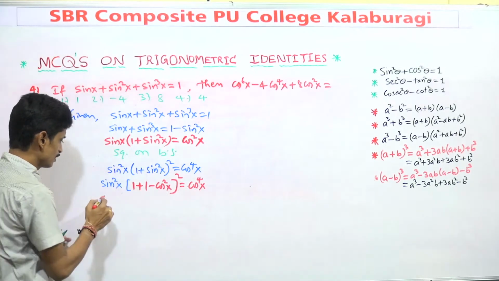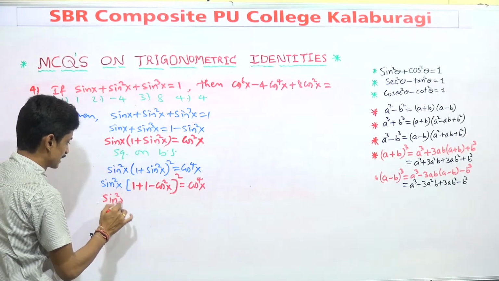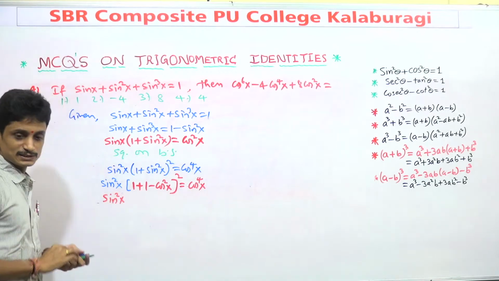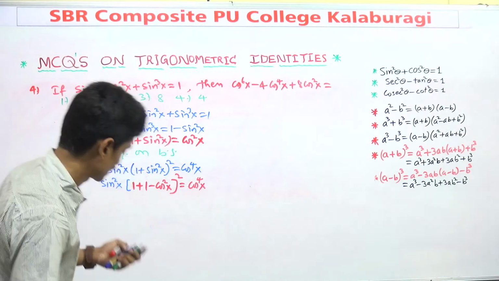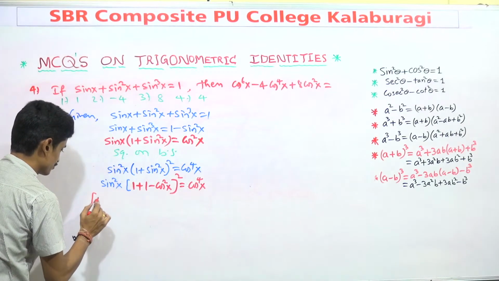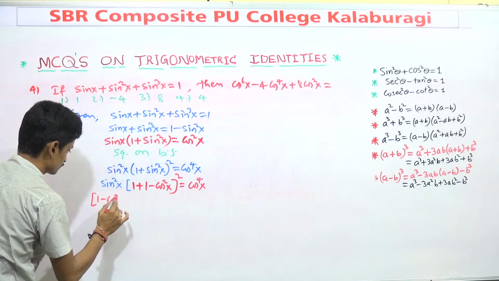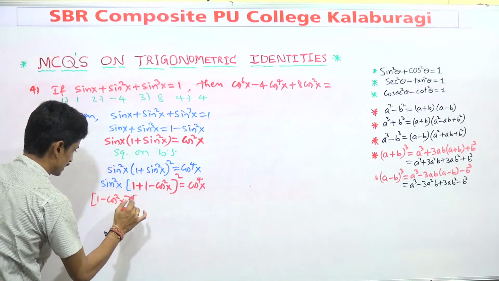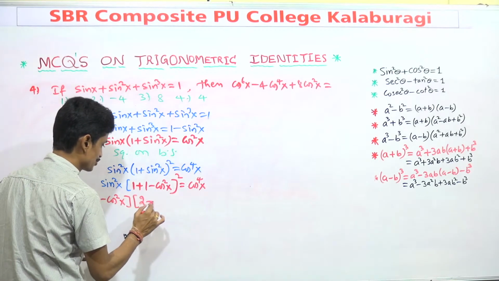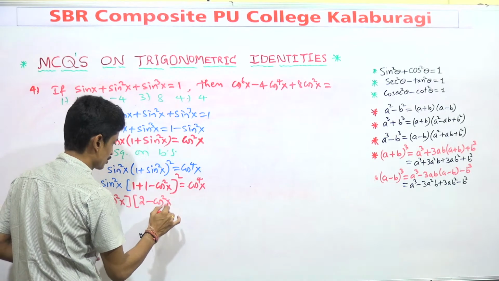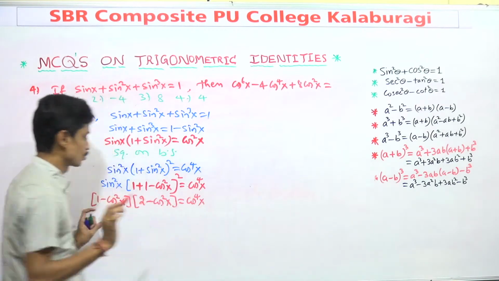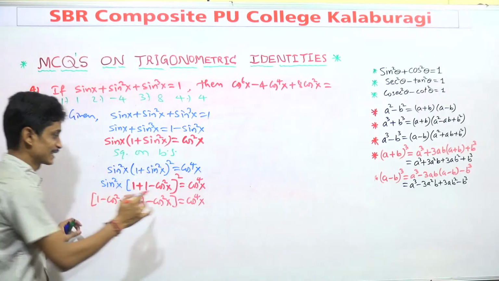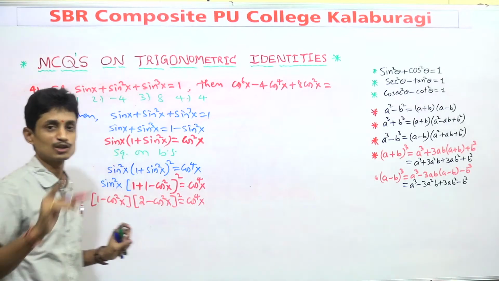Now this sin square x I write as it is, or otherwise this also we can convert in terms of cos. Easily we can write it: sin square x is nothing but 1 minus cos square x. 1 plus 1 is 2, so 2 minus cos square x, and this side cos power 4x. Now completely I get every term in terms of cos.